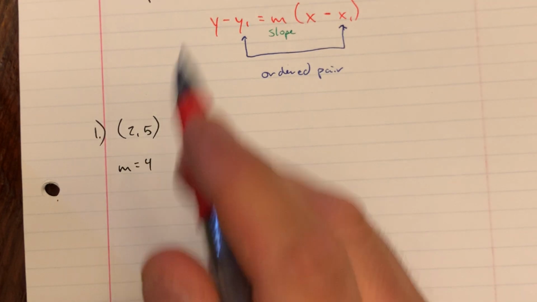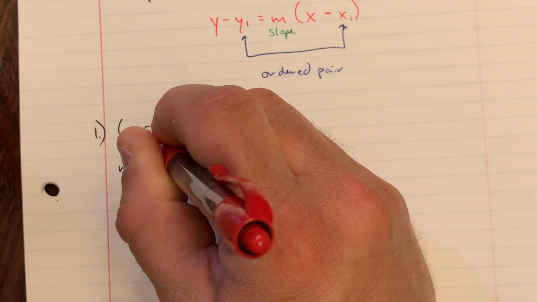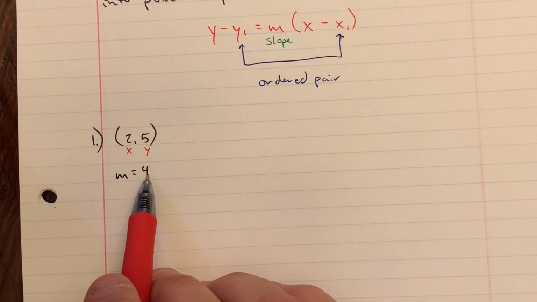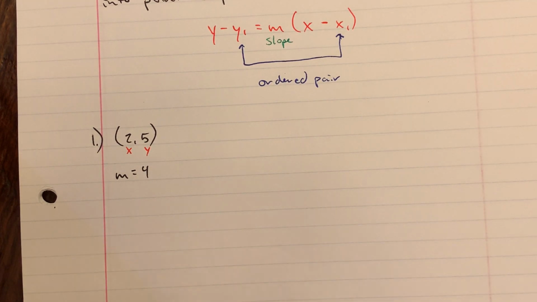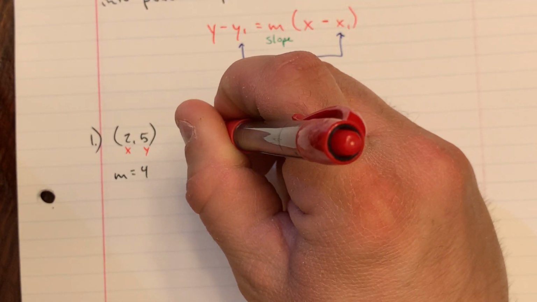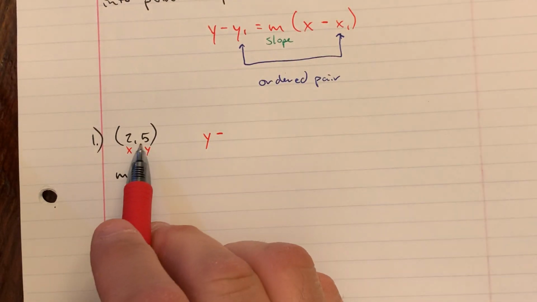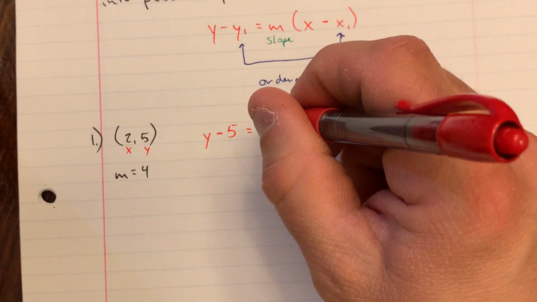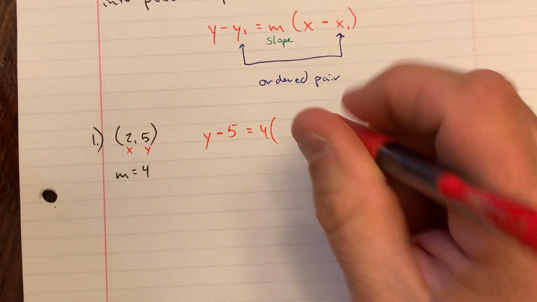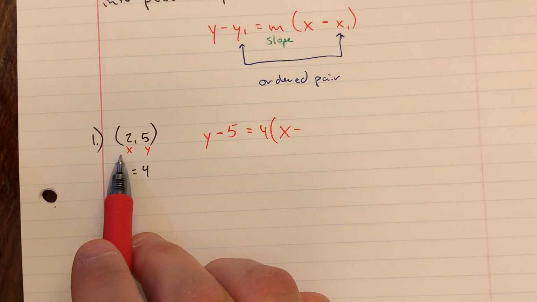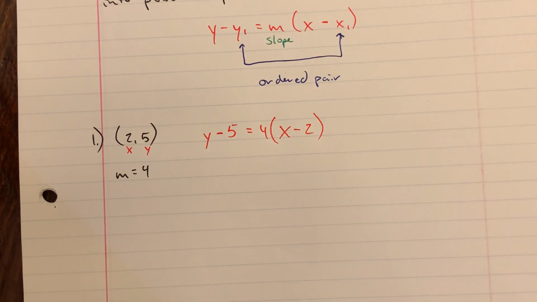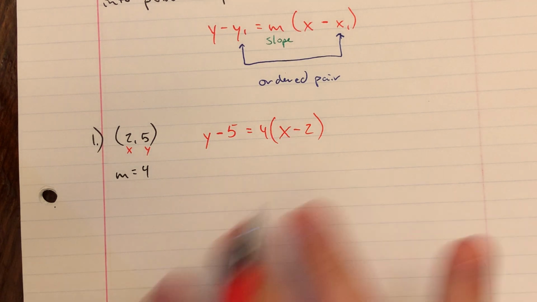So the first number is my x, the second number is my y. So I need to make sure I plug them into the x1 and the y1 correctly, my 4 being our slope. So this becomes y minus, it's a positive 5, so just y minus 5 equals our slope of 4, x minus, that's just a 2. And there's our information. We didn't make any other changes. Simple as that.